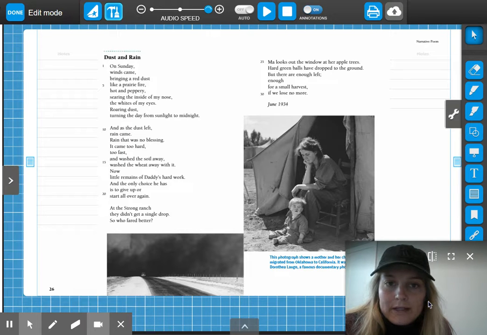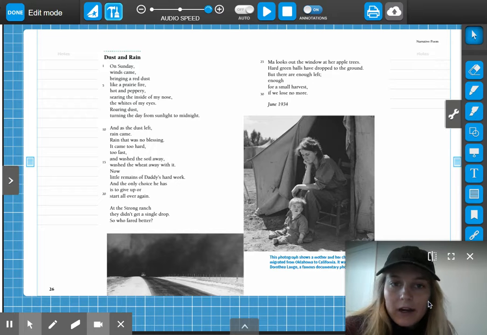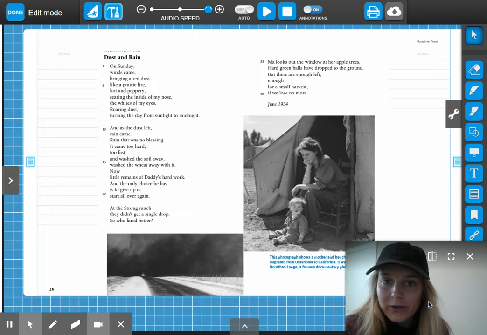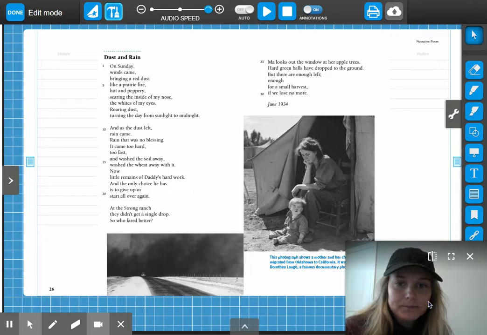On Sunday, winds came bringing a red dust like a prairie fire, hot and peppery, searing the inside of my nose. Roaring dust, turning the day from sunlight to midnight.